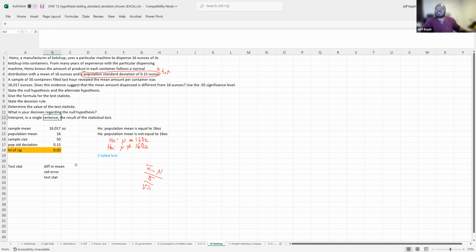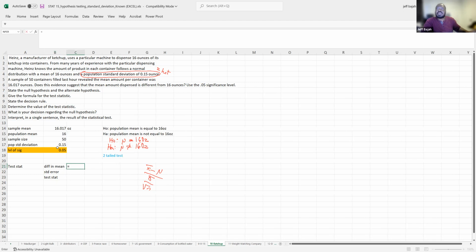All right, so difference in mean will be your sample mean minus your population mean. Standard error would be the standard deviation divided by the square root of your sample size. And then this is just going to be this value divided by this. So you can see the test stat is 0.80. Straightforward, easy, and straightforward.